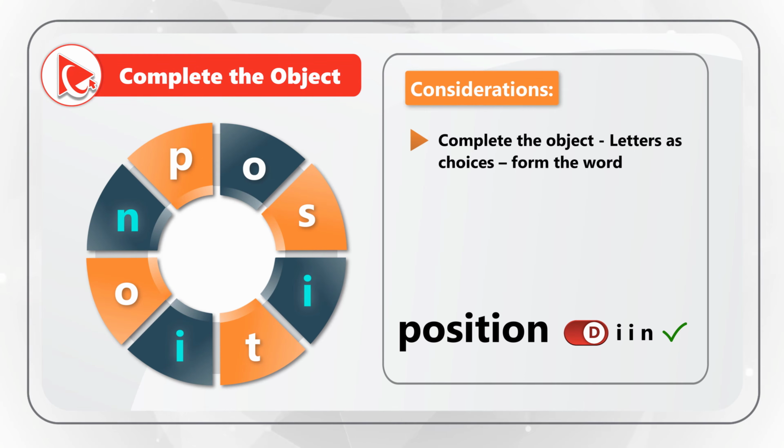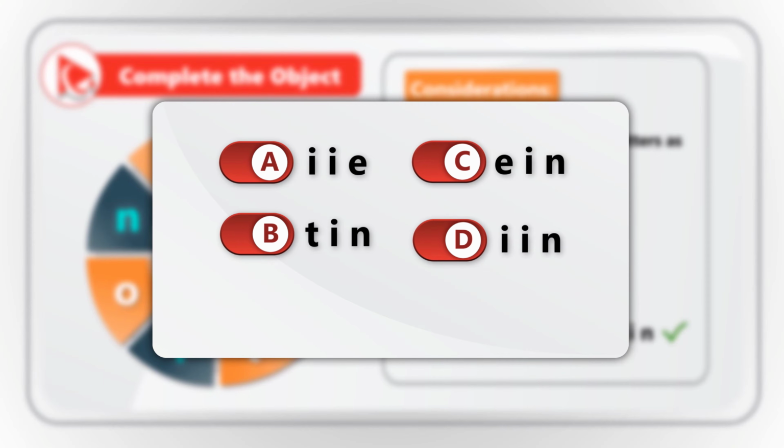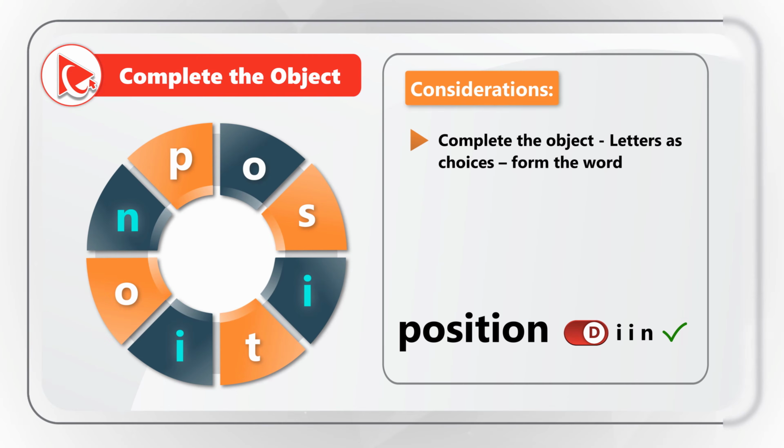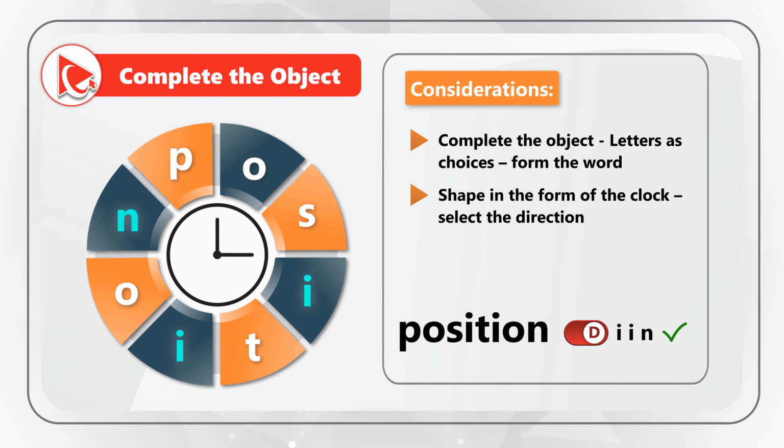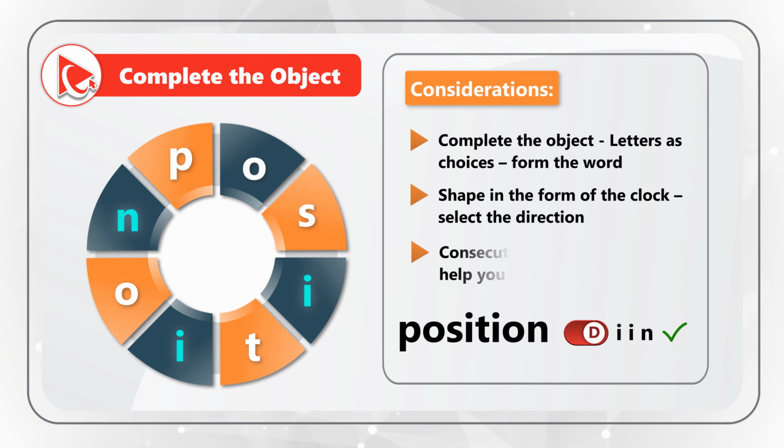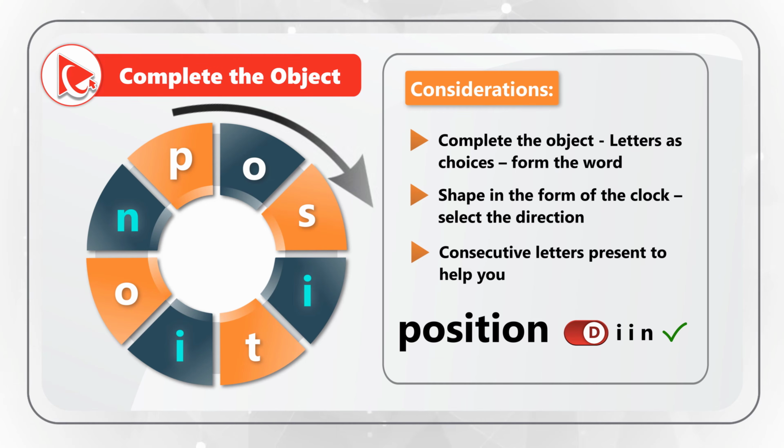When you look at the question, it says complete the object, and letters are the choices, which most of the time would mean that you need to form a word. The circle shape on the original question mimics a clock, which a lot of times means that you need to select the direction, which could be clockwise or counterclockwise. To solve these types of challenges, you typically need to look at consecutive letters that are already present. So the 3 consecutive letters that are present are P-O-S, which would kick off your thinking about the word position.